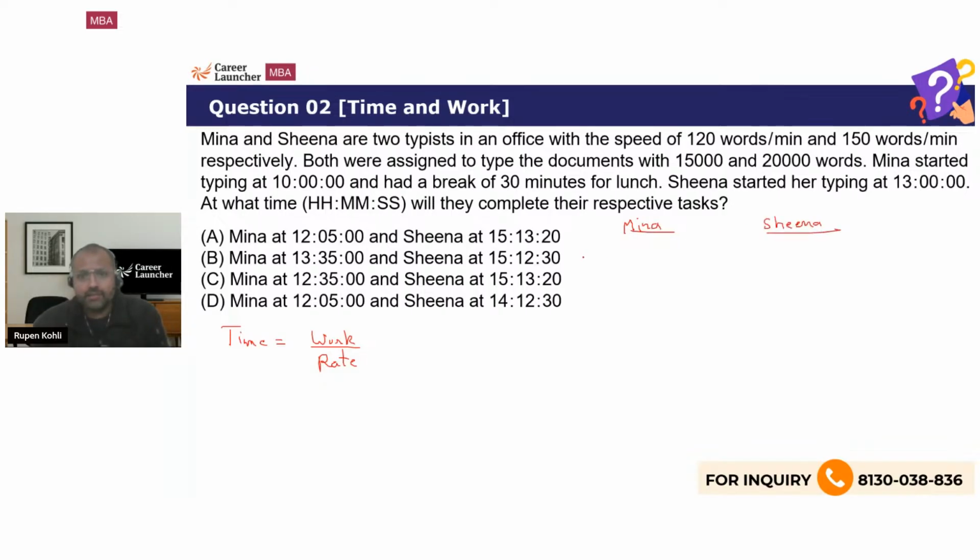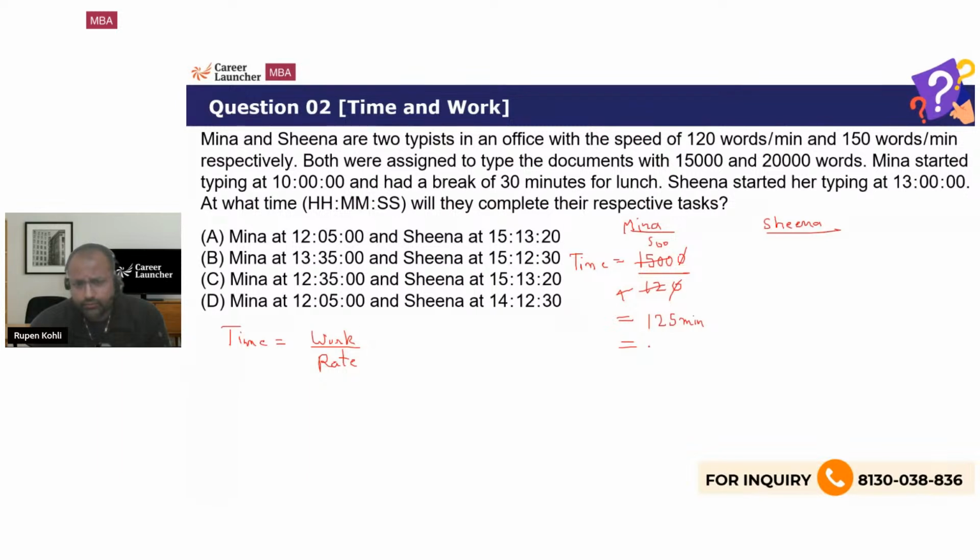For Meena, the time taken will be work, which is 15,000 words for her, divided by her rate, which is 120 words per minute. Do the cutting and simplification, find the answer. 1500 by 12, 4 will cancel, 3 will cancel, 500 by 4. This was words per minute, and this was words, so time will come in minutes. 500 by 4, which is 125 minutes.